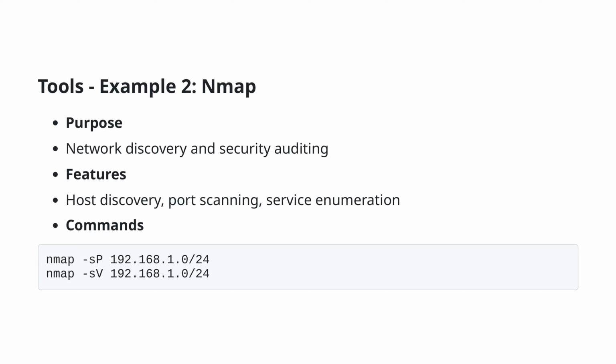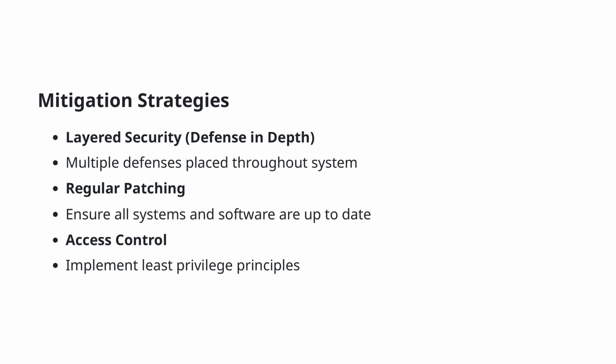Another command, nmap -sV 192.168.24, will not only discover hosts but also provide detailed information about the services running on open ports, including their versions. By utilizing these commands, you can gain valuable insights into your network's layout and the services in operation, which is a crucial step towards maintaining robust security. Let's delve into some effective mitigation strategies to safeguard your network and systems.